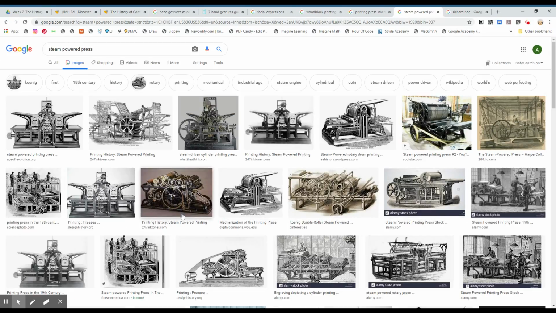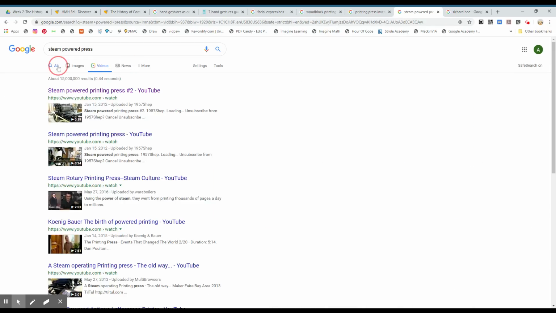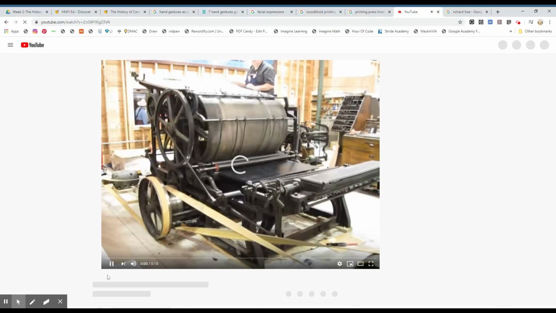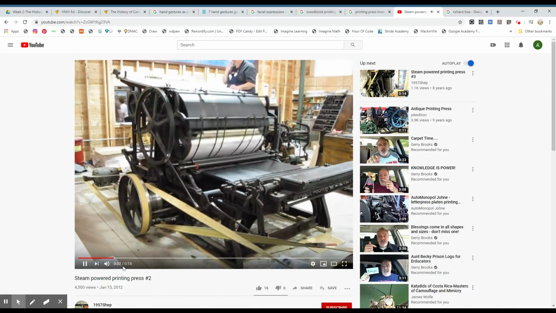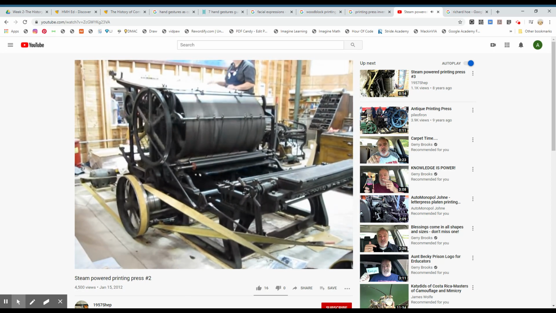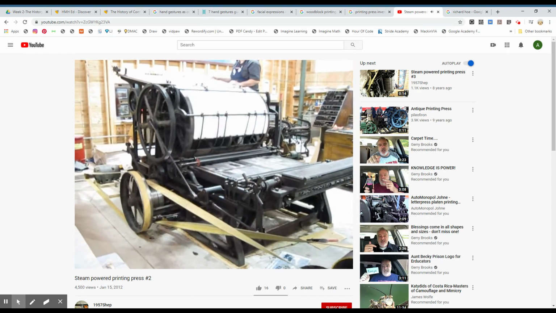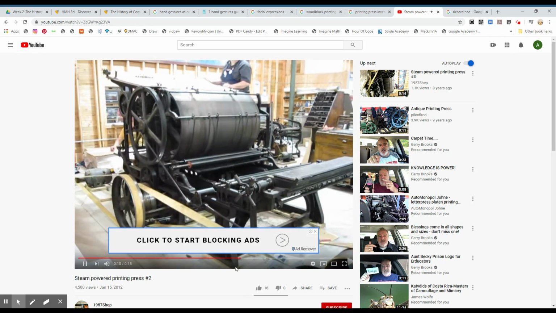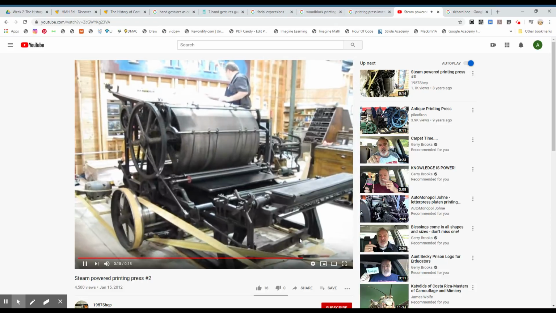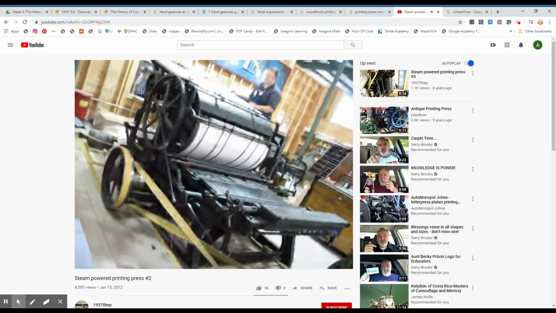This is how it looked, boys and girls. This is a steam printing press. A lot of hard work, boys and girls, to print the stories, the books, the newspapers. Lots of hard work.